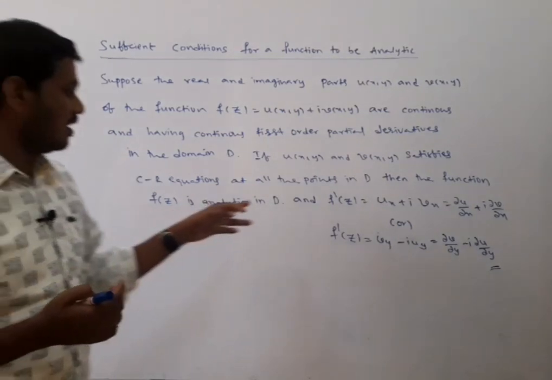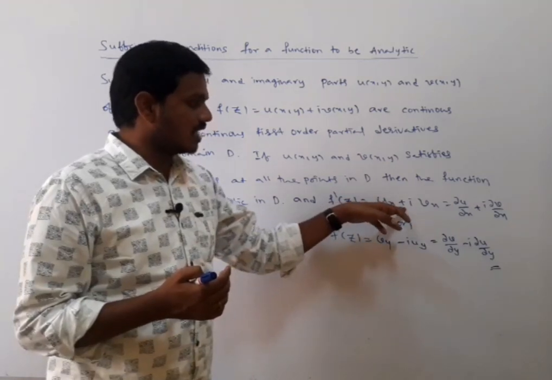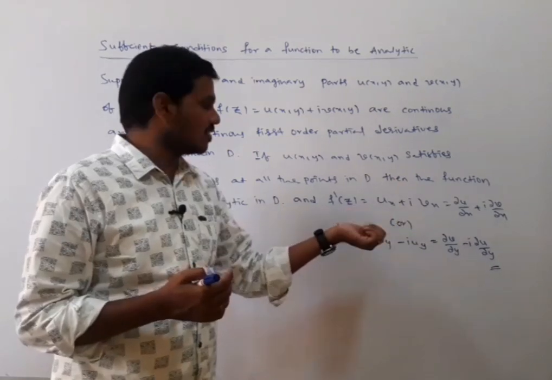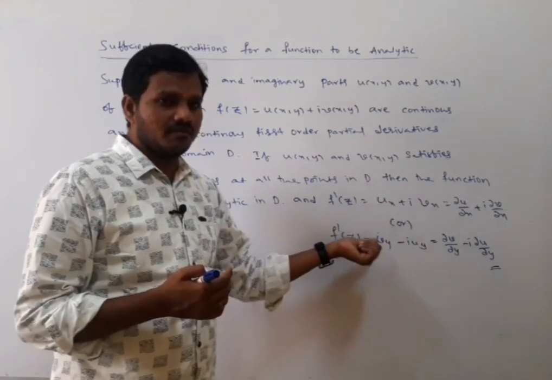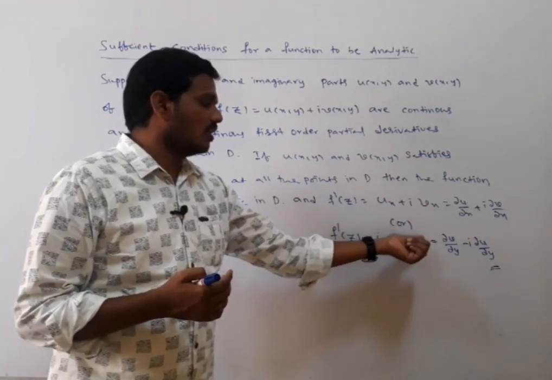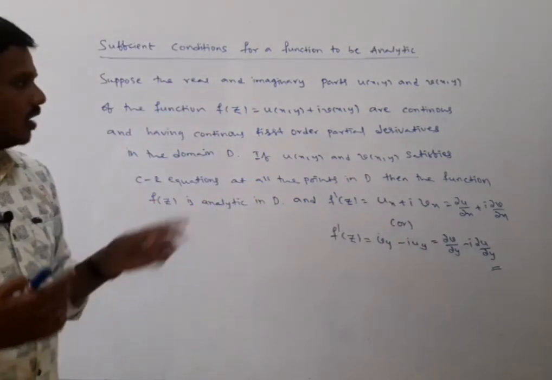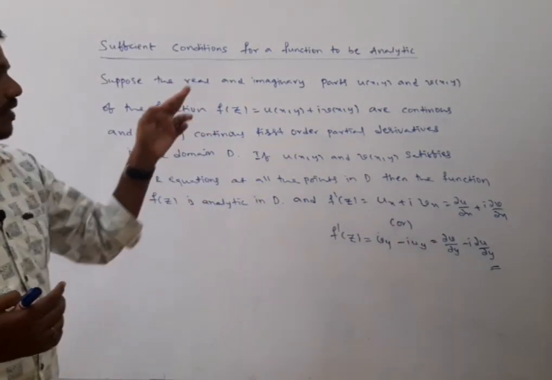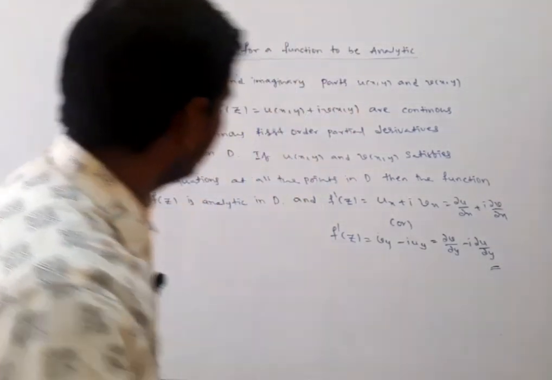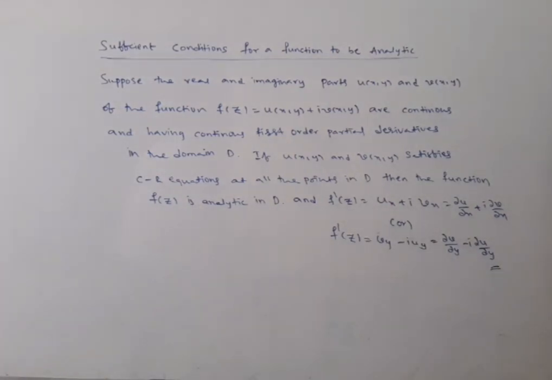So f dash of z can be written as ux, that is the partial derivative of u with respect to x, plus i vx, that is dou u by dou x plus i dou v by dou x. Or if we go for the CR equations, ux is replaced by vy, since the function satisfies the CR equations, and vx is replaced by minus uy. So dou v by dou y minus i dou u by dou y. This is the sufficient condition. I think there is no need for the proof of the sufficient condition for a function to be analytic. In the last class we proved the CR equations, right?